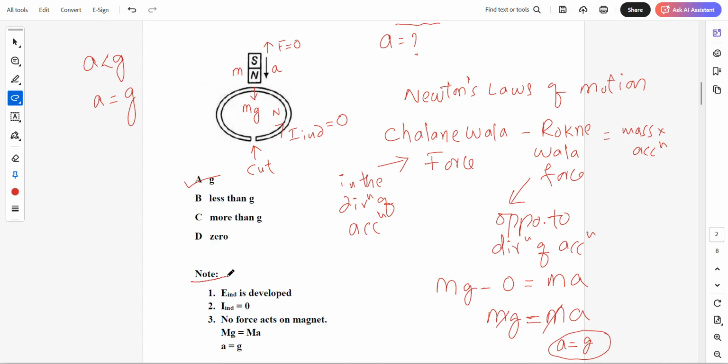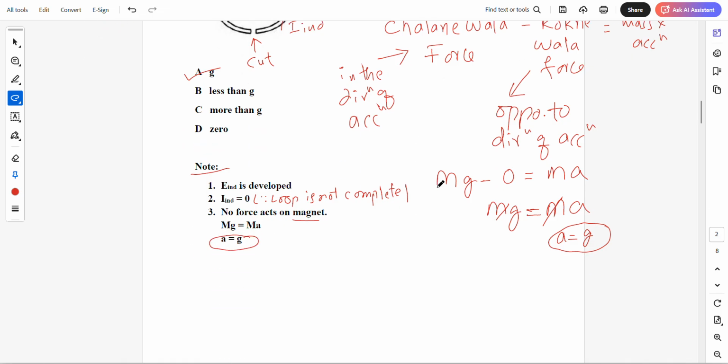Here I have written a note. E induced is developed. I induced is 0 because the loop is not complete. No force acts on the magnet. Therefore mg is equal to ma. A is equal to g is the right answer. Now let us do the next one.